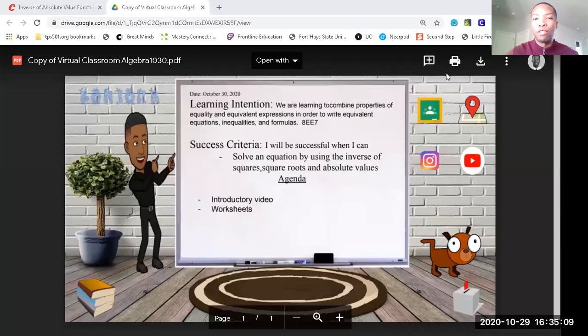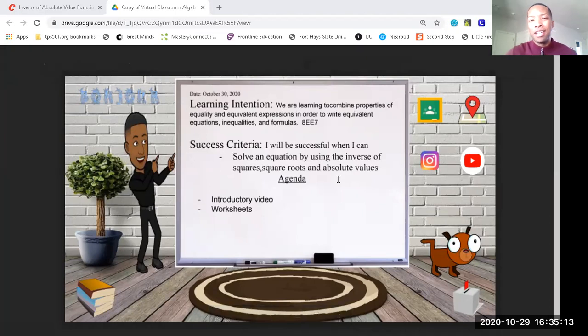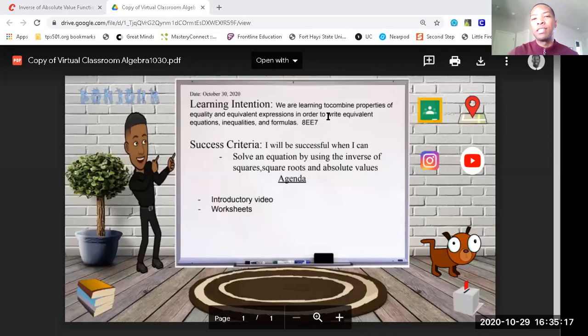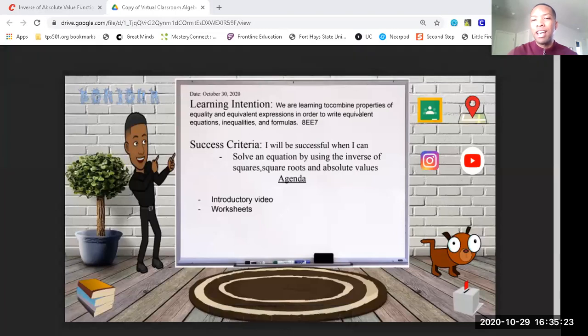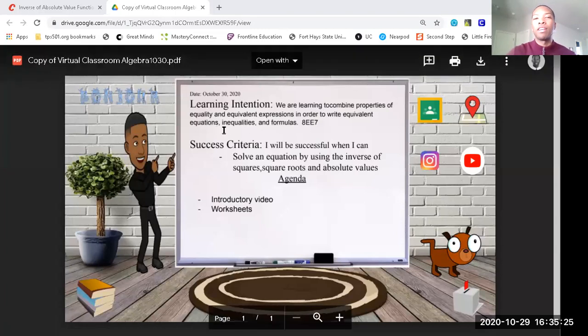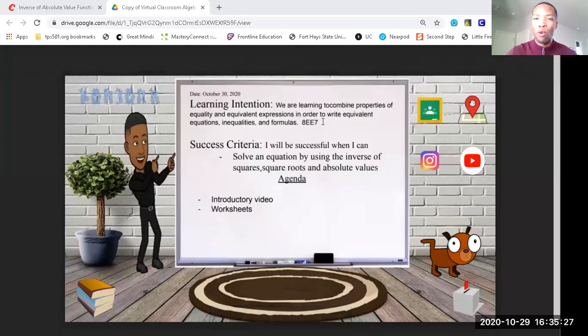All right. So for today's lessons, we're going to be focusing on square roots, squares, and absolute values. For the learning intention, it states that we're going to be learning to combine properties of equality and equivalent expressions in order to write equivalent equations, inequalities, and formulas. And we're still focusing on standard 8.EE.7.